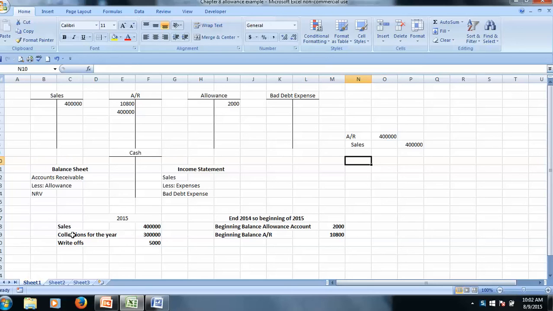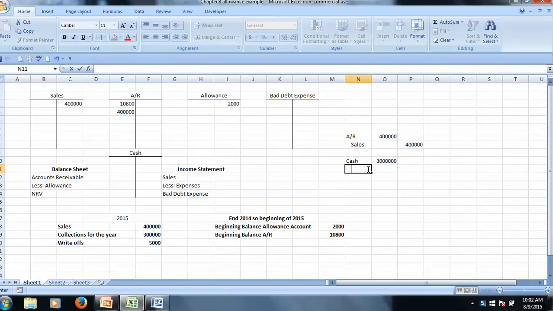The second step said that over the course of the year, we collected out of the total amount of accounts receivable owed to us $300,000. Well, I can go ahead and do the journal entry first this time. So if we collected $300,000, it came to us in the form of cash, $300,000.